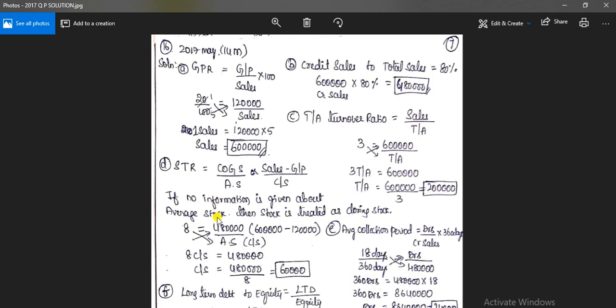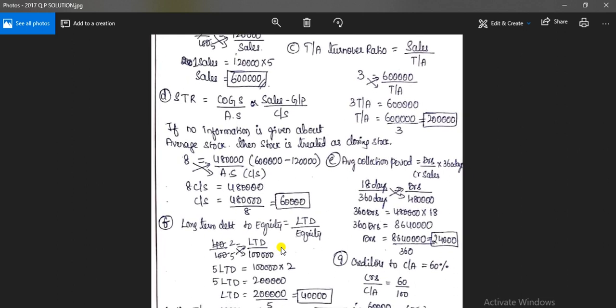Now interpret with the formula. Stock turnover ratio is equal to cost of goods sold, 4,80,000, divided by average stock or closing stock. How did you get cost of goods sold? Sales minus GP, that is 6 lakh minus 1,20,000. Now just make a cross multiplication. 8 closing stock is equal to 4,80,000. So closing stock is equal to 4,80,000 divided by 8, which is 60,000. So 60,000 is the closing stock.